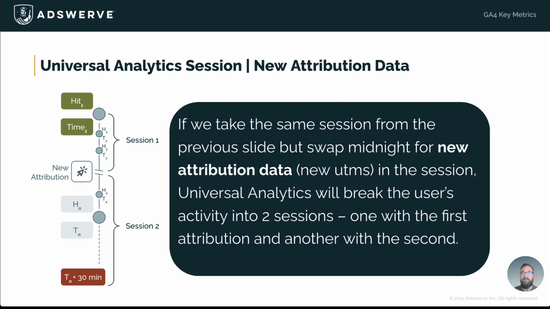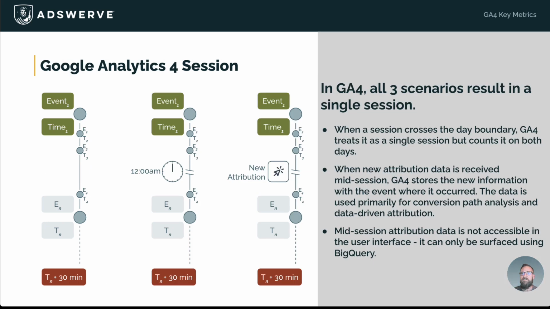But when Universal Analytics sees that new attribution data, it says, okay, we are going to end the original session and start a new session with the new attribution data. In GA4, all of those scenarios result in one session. So a session with no interruption, either day boundary interruption or attribution data interruption, is one session.